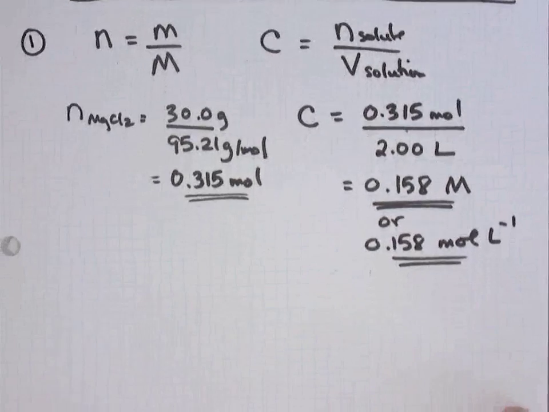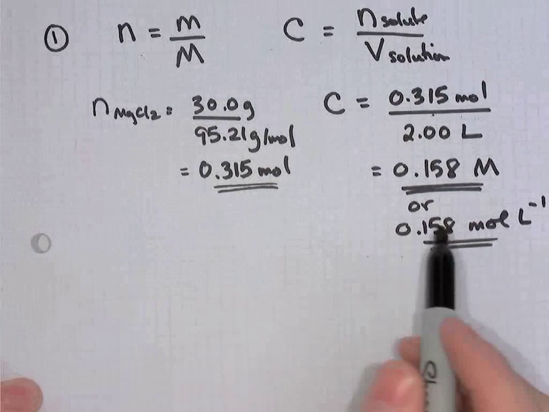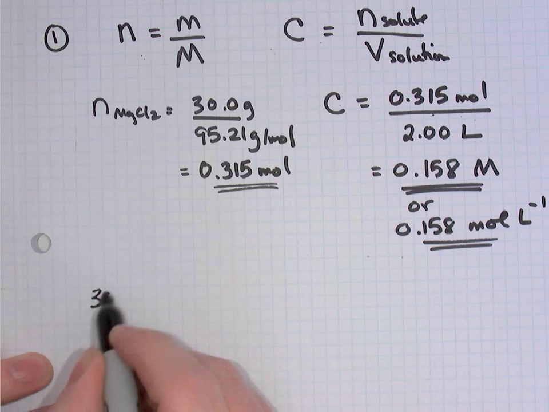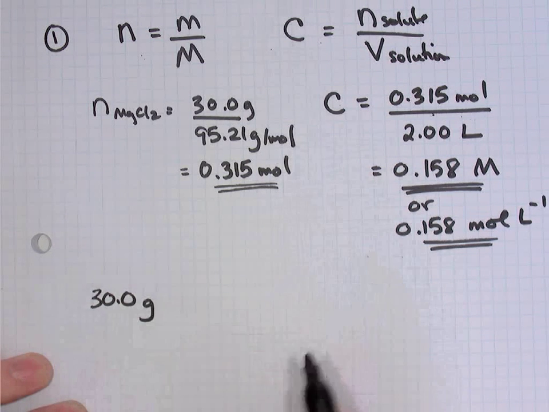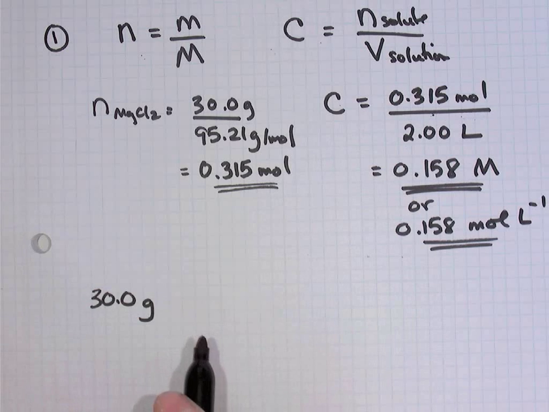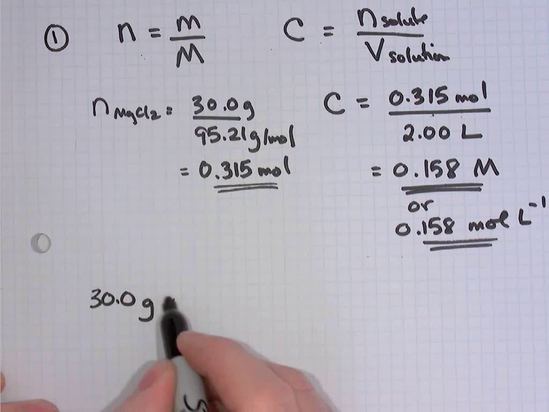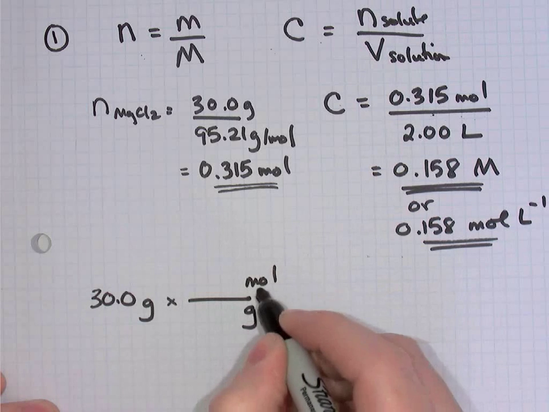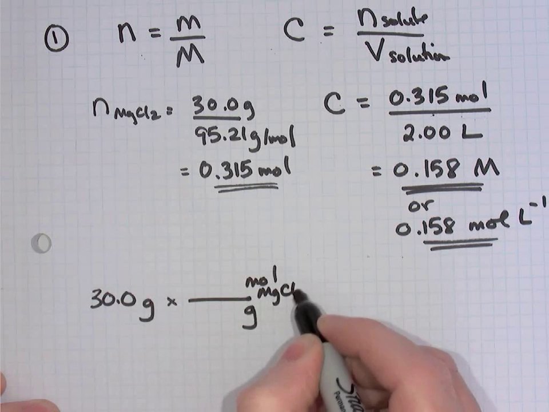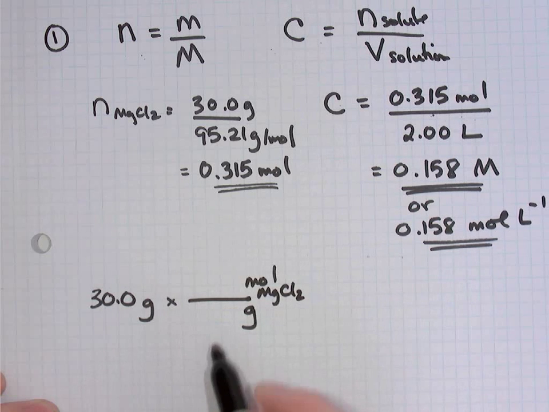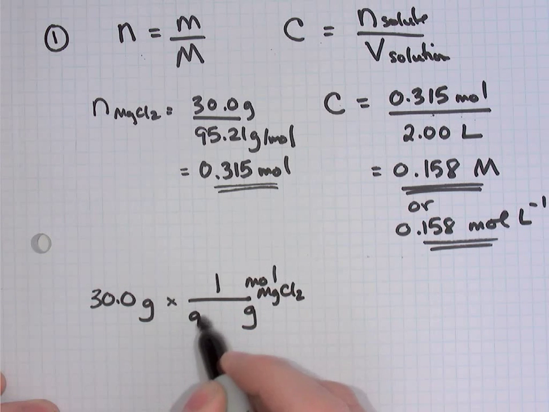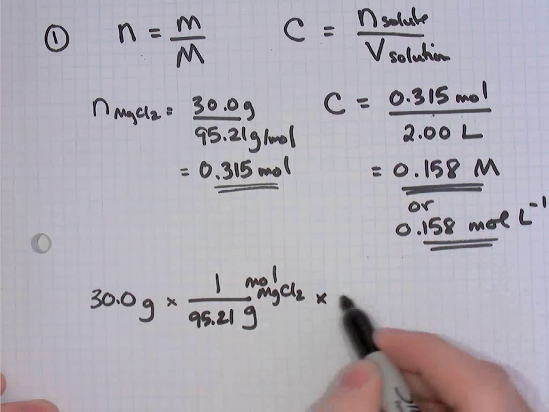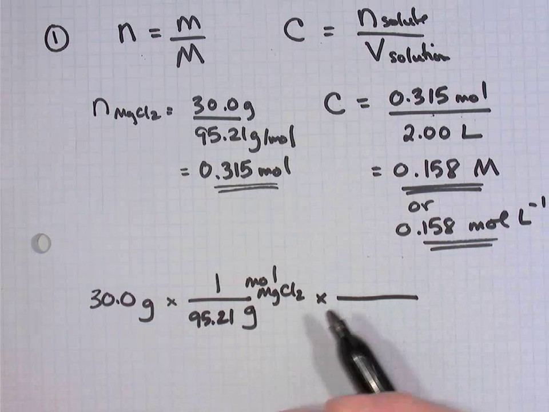Now if you would prefer to use unit multipliers, then this is how I would have set this up. I would have started with my mass, 30.0 grams. The reason I'm starting with the mass is because I can do something with it. I can get rid of the grams and switch to moles of magnesium chloride using the molar mass. 1 mole was 95.21 grams.